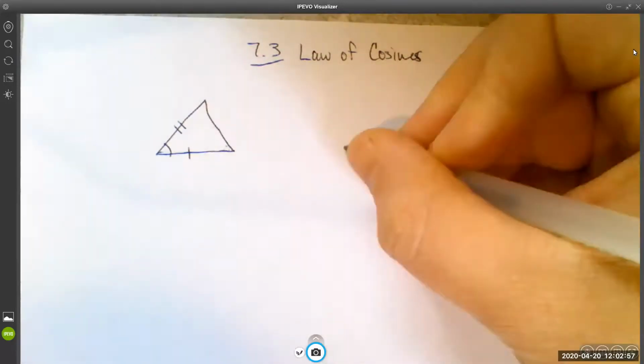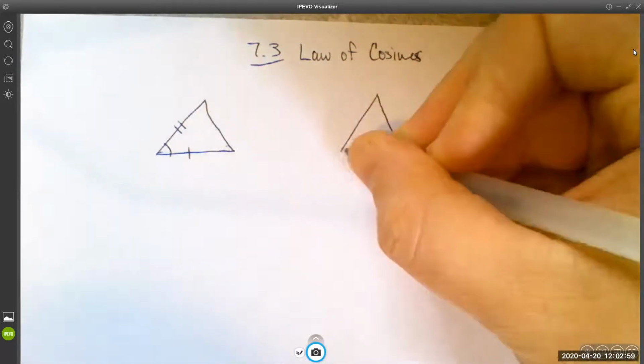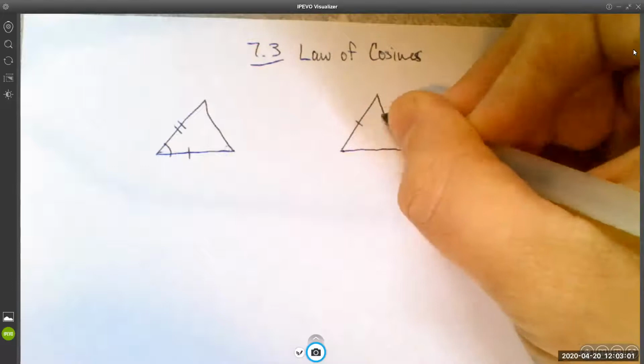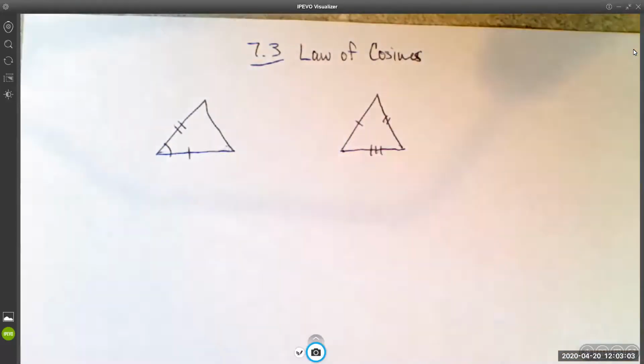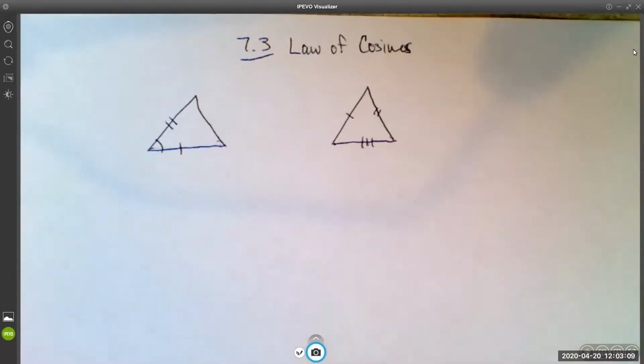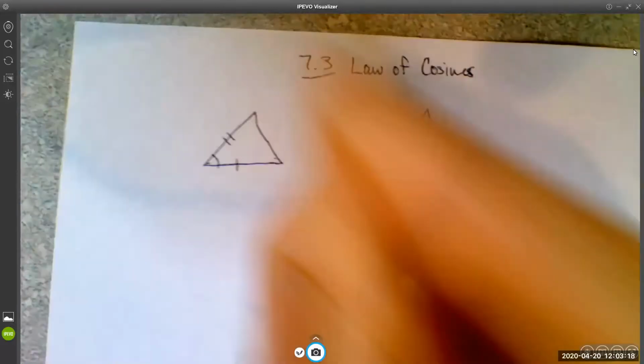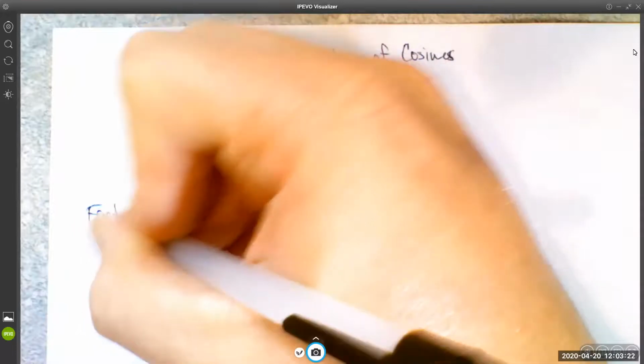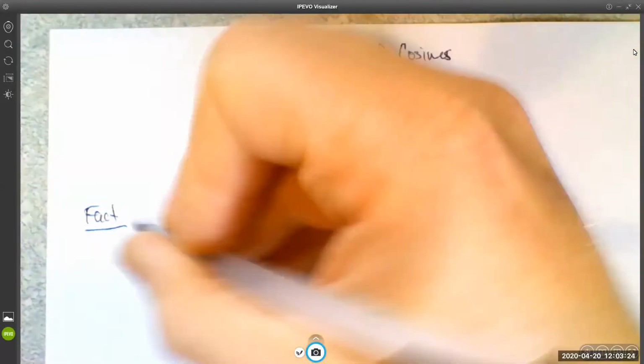And obviously you'll have the same issue if you're given side, side, side information, right? So you know the three sides of the triangle, but you don't know any of the angles. So again, you're not going to be able to use law of sines because law of sines requires you to know at least one of the angles. So we're going to introduce law of cosines. There's a new fact in town that'll help us to solve these last remaining cases. So this is the law of cosines.